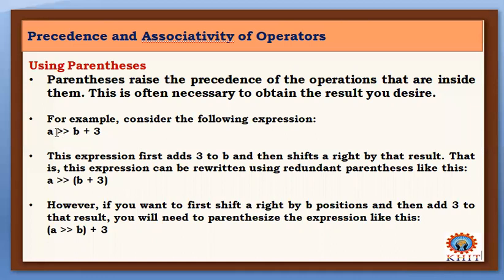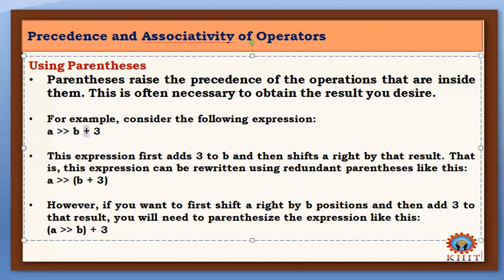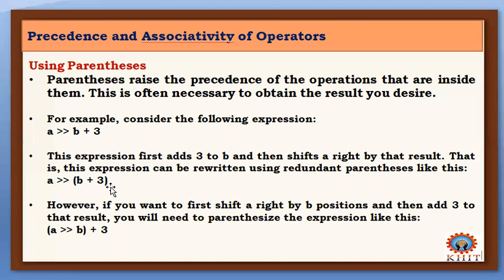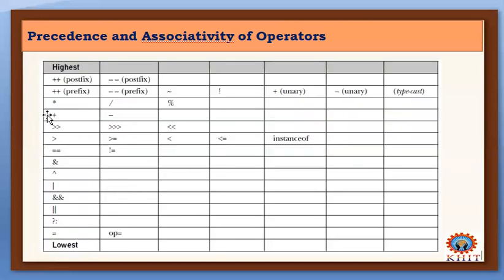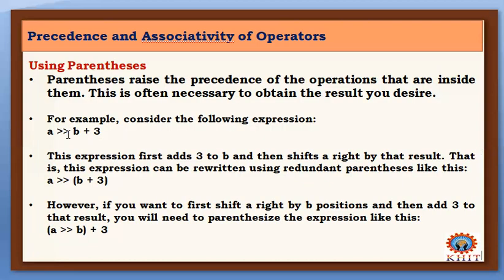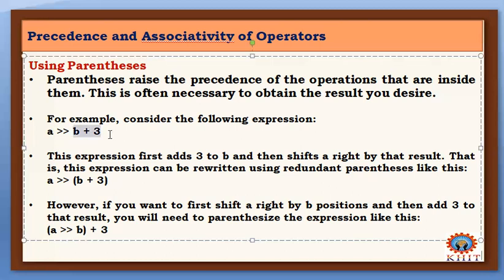Here we will obviously get confused about which operator has to be performed first. We have two operators, one is the right shift and the other is the plus operator. But according to the table, plus is executed first and then the right shift operation. So from that we can easily say that in A right shift B plus 3, this B plus 3 will be evaluated first and then the resultant value will be right shifted by A.